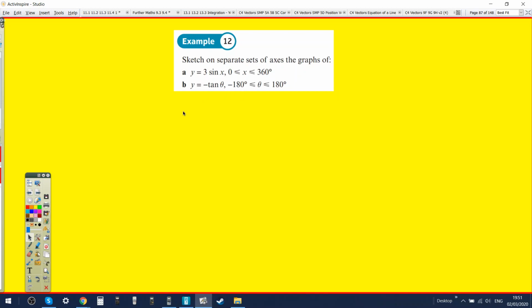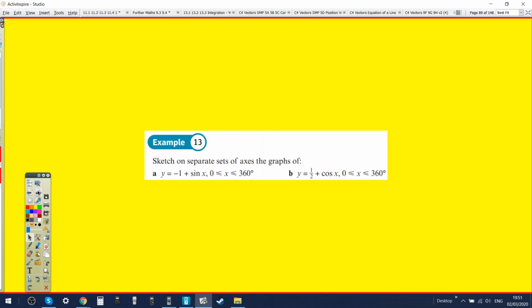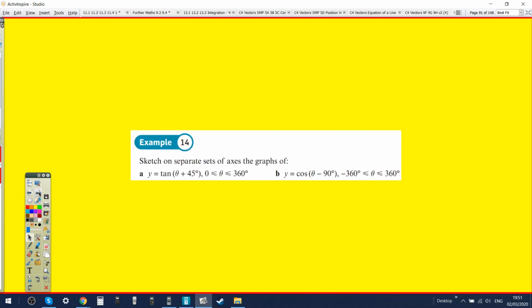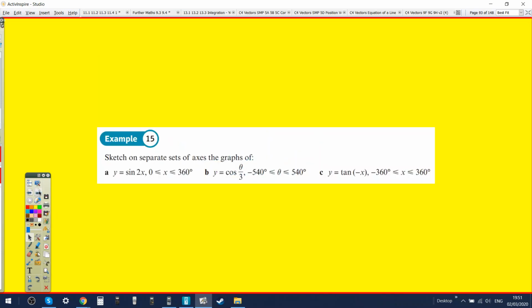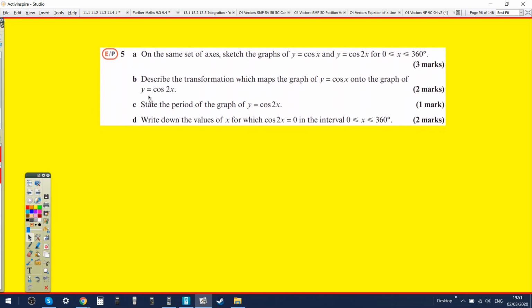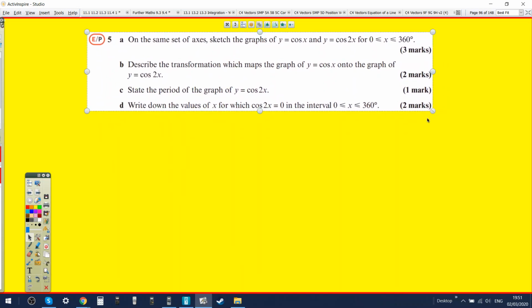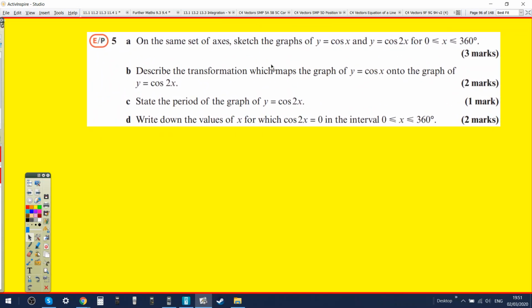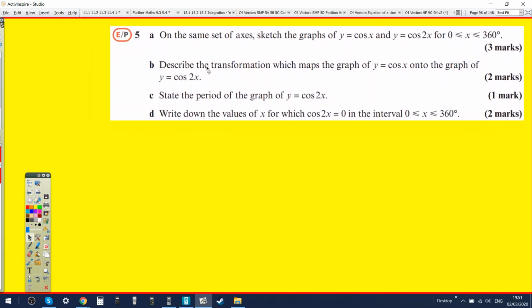Sketch, so just calculator. Sketch, calculator. I'm waiting for them to have an algebraic one. No, those are all calculator. They might look weird, tan of minus x, but that's just calculator. Okay, this is the stuff that you can't use your calculator for. What is part B? Do you know?